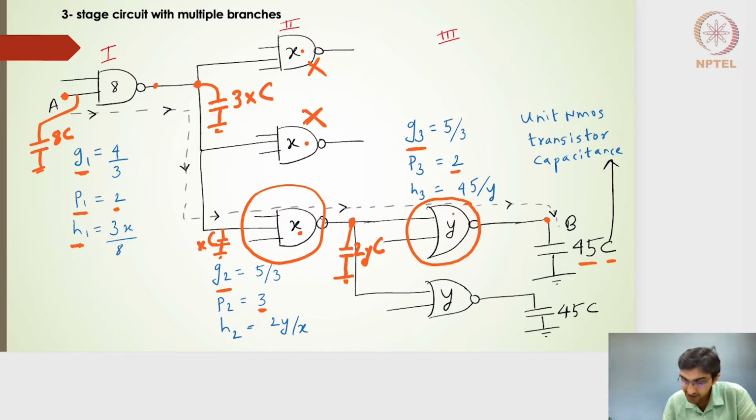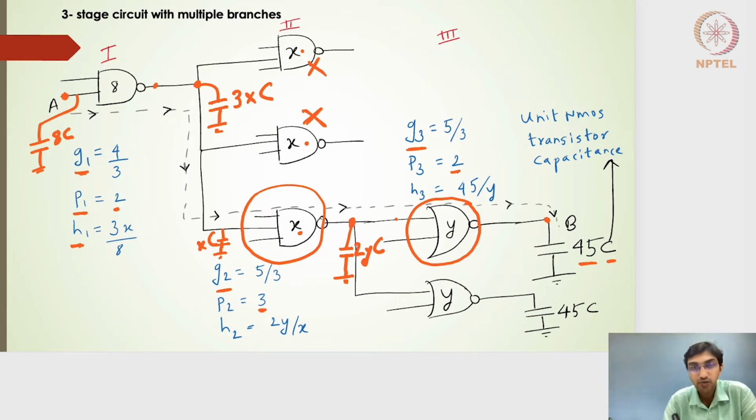All right. The electrical effort for the third stage will be nothing but 45C divided by Y. The input capacitance here for this particular input I'm talking about is nothing but YC. So this 45 divided by Y will be the electrical effort for the third stage. Right. Hope this is clear.